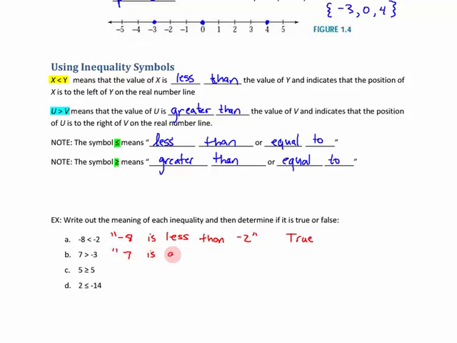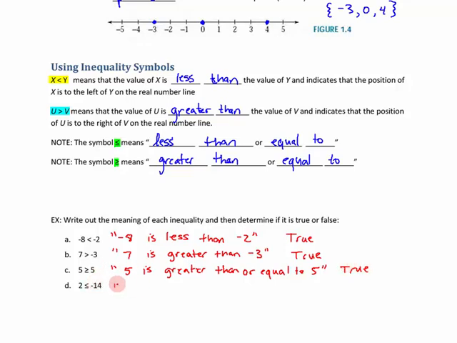7 is greater than -3, which is also clearly true because 7, which would be over here to the right of -3, means that 7 is greater than -3. Okay, this one is read as 5 is greater than or equal to 5. Now, is that true? Well, it's not greater than, but it is equal to, and all you have to have is one or the other of those. So greater than or equal to is true, because they are in fact equal.